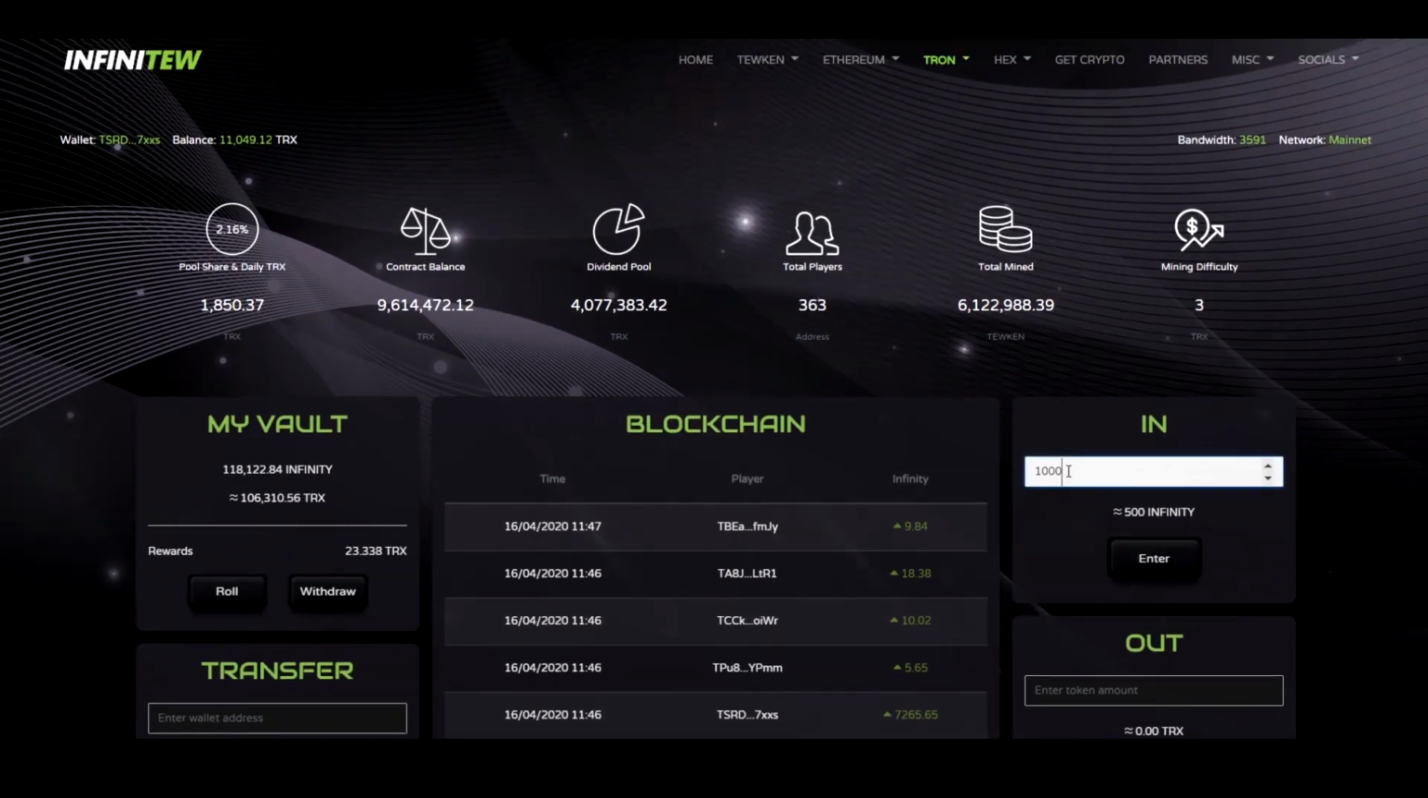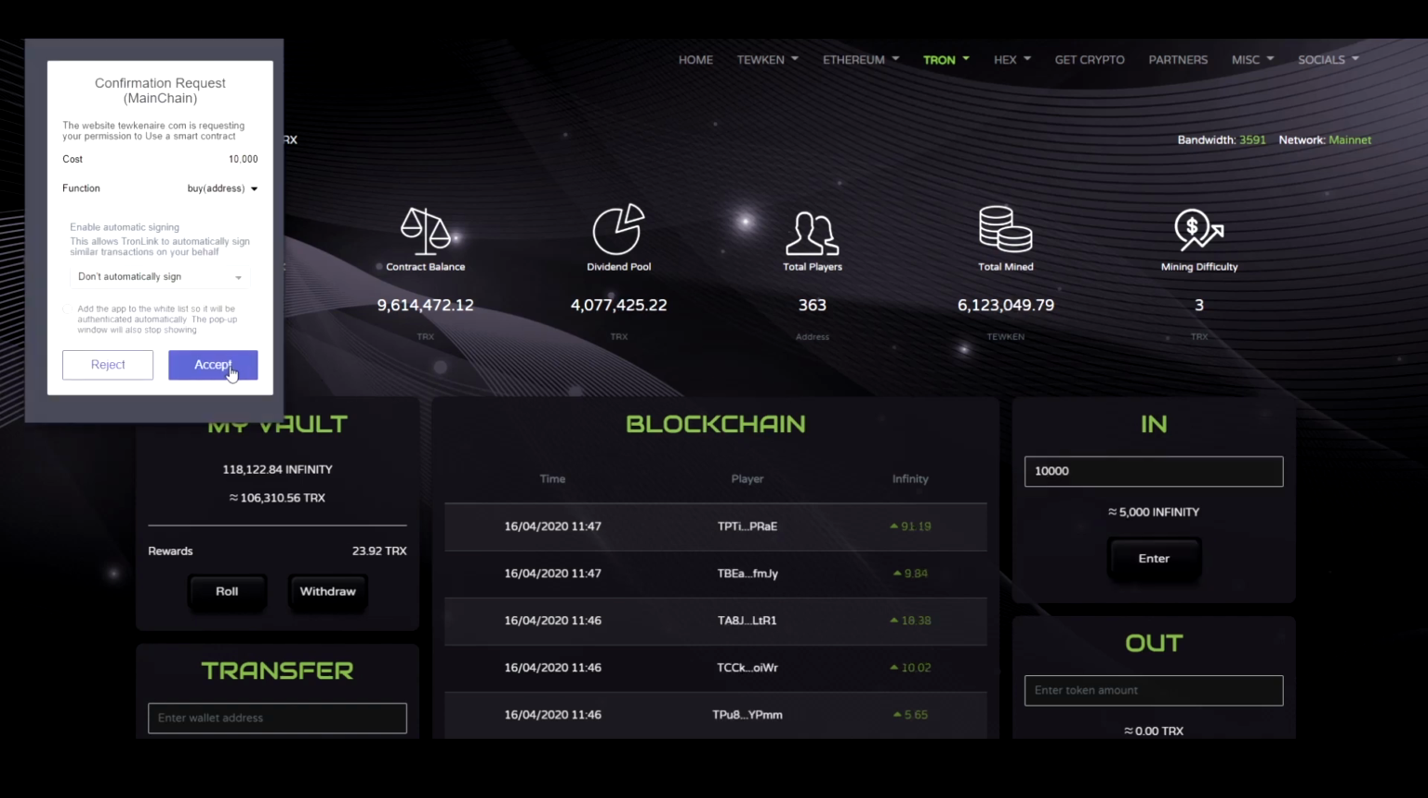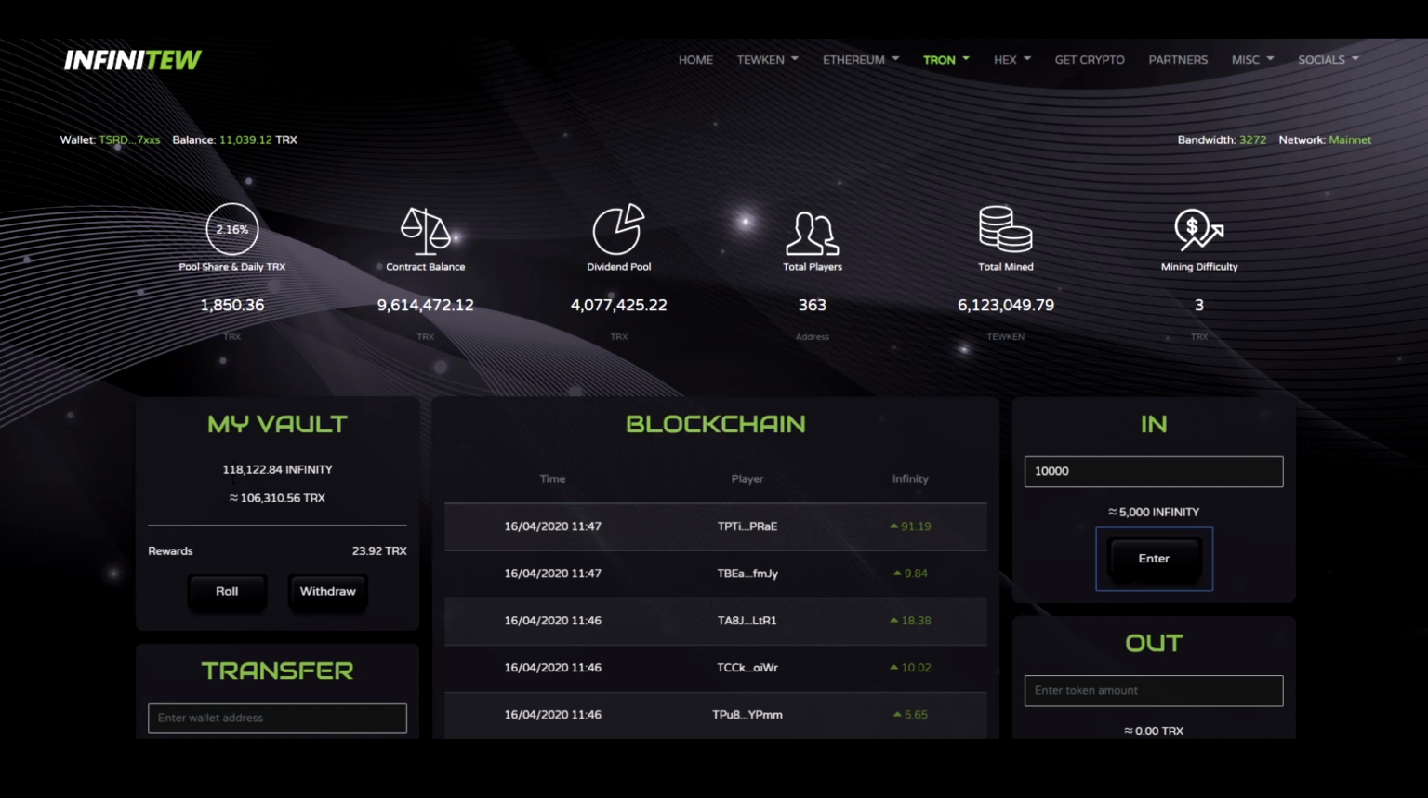I'm also going to deposit 10,000 TRX. That will get me 5,000 more Infinity. And my pool share has further increased to 2.25%. And I'm now getting about 0.06 TRX per second.